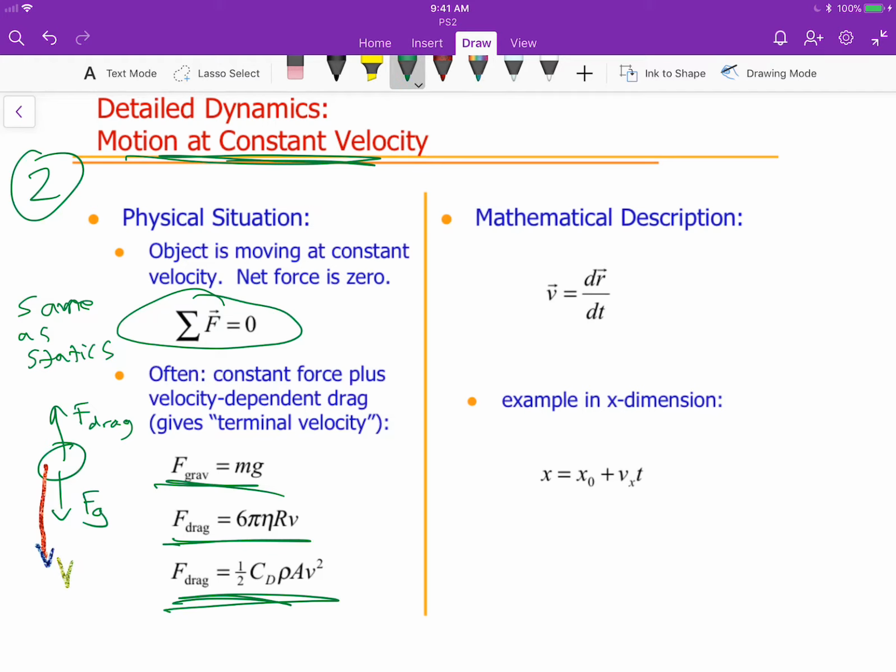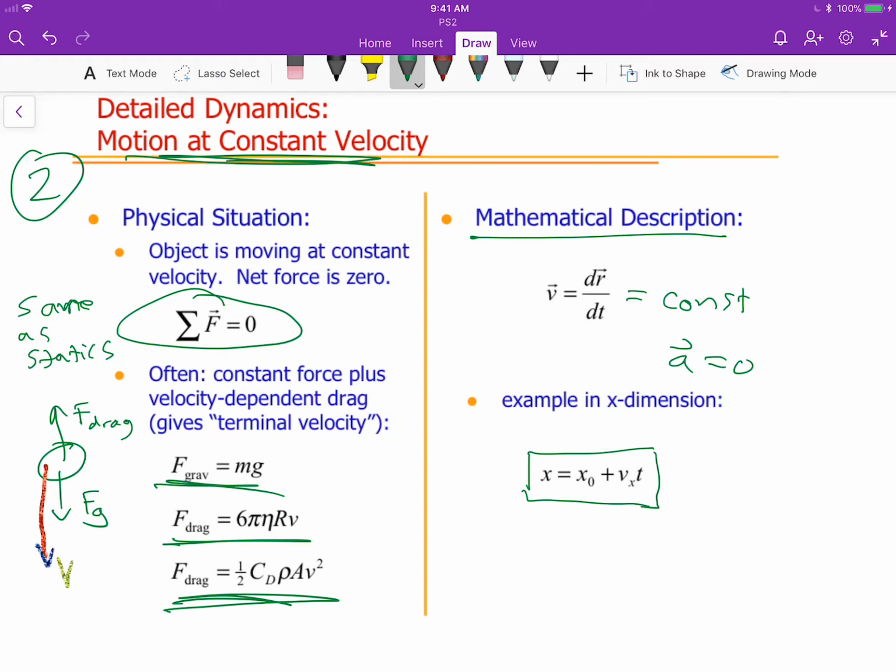The mathematical description here is that the velocity is equal to a constant. Another way to say that is that the acceleration is equal to 0. And the kinematic thing to do is say that x is equal to the initial x plus v_x times t.